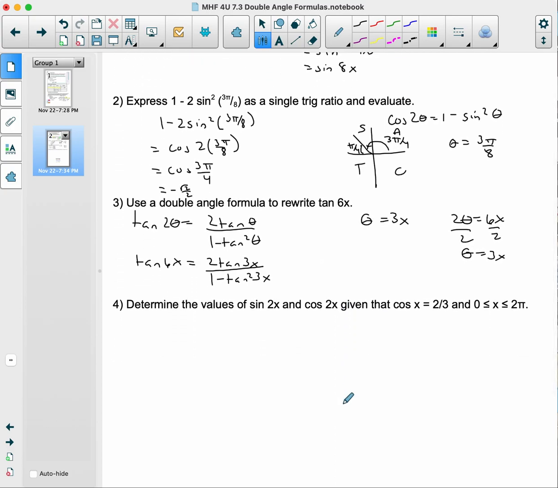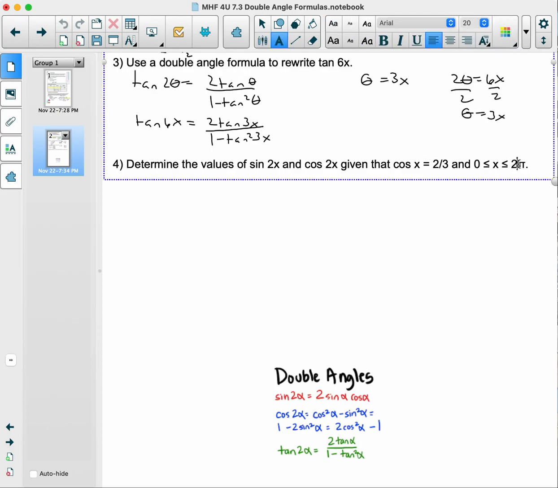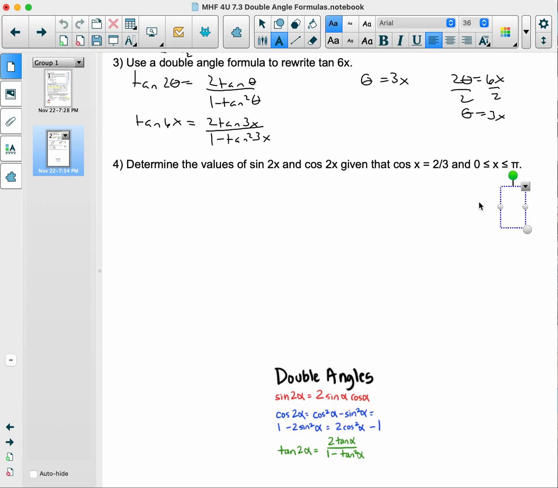Okay. And now our mission is to extend this a little bit. We're going to try to figure out the values of sine 2x and cos 2x. And we've been given the idea that cos x is 2/3. And we are on the interval from 0 to pi, just to make our lives a little bit easier right now so we can have fewer possible answers.